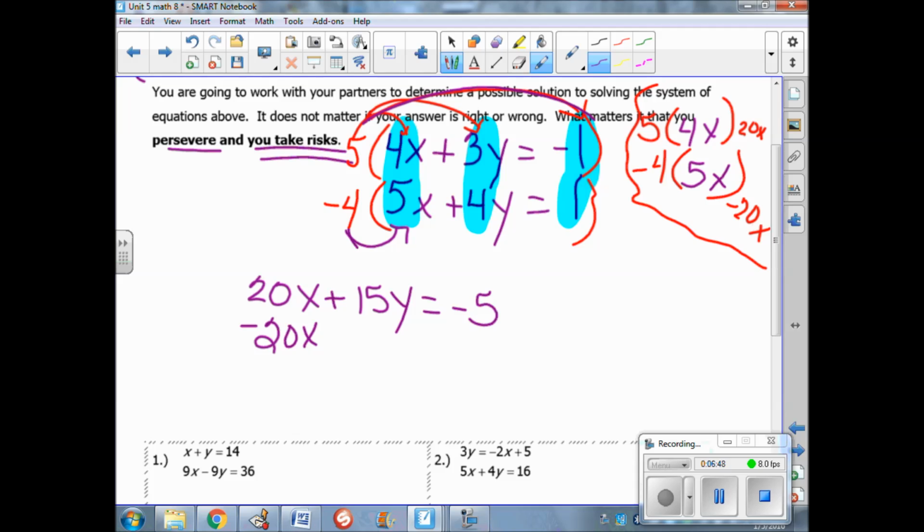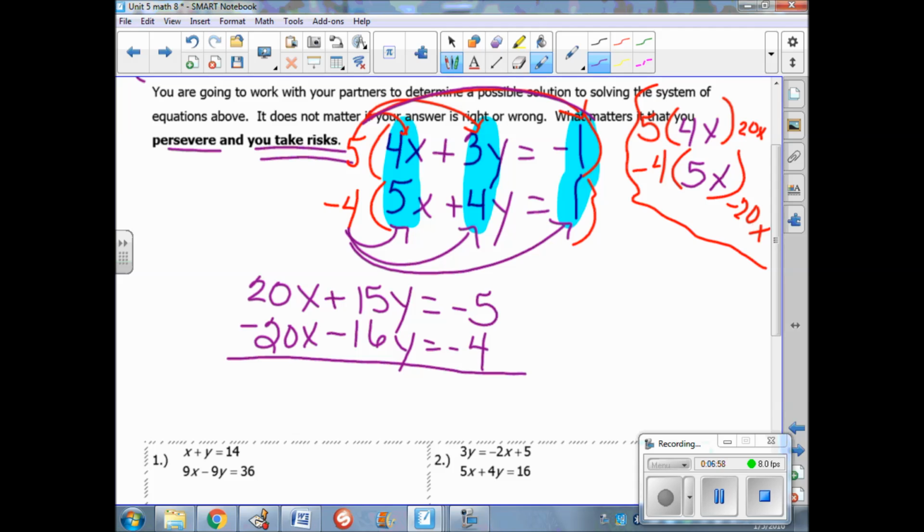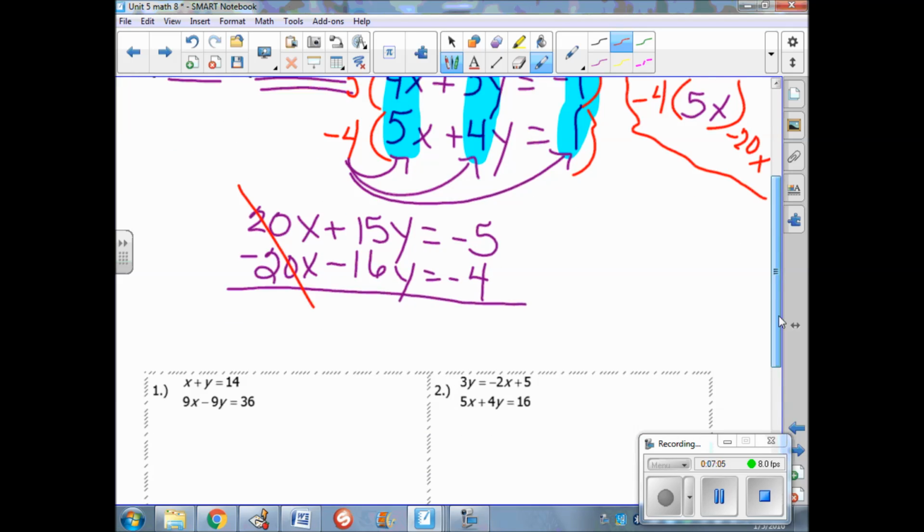Now let's do the same thing with this bottom equation. Negative 20x minus 16y equals negative 4. Now everything lines up and I can see opposites to eliminate. There we go. I can eliminate my x's.